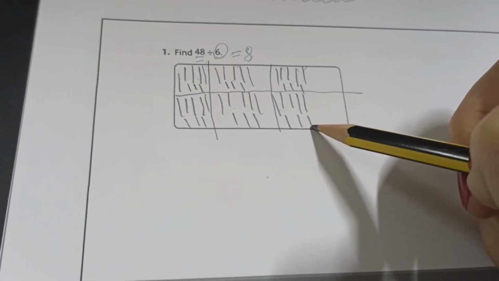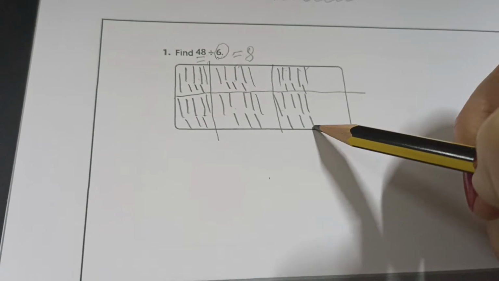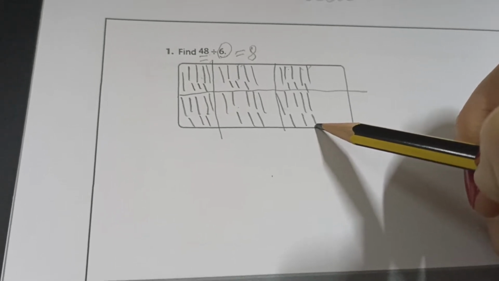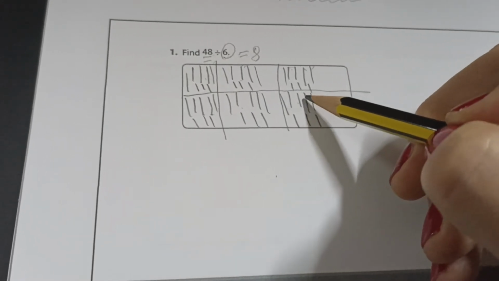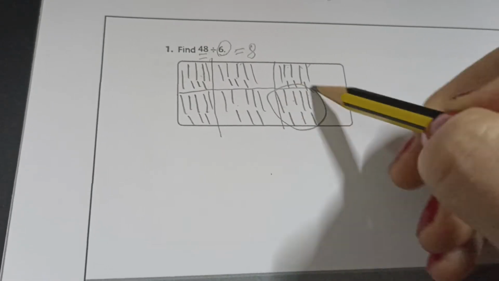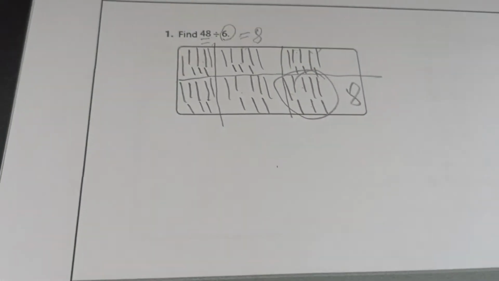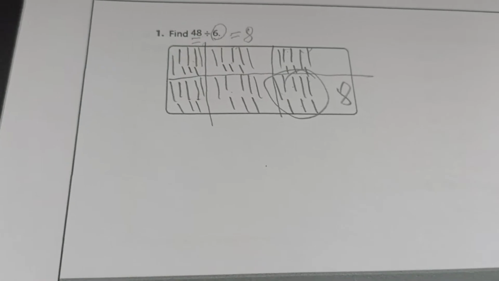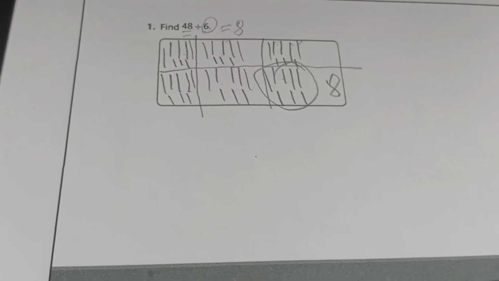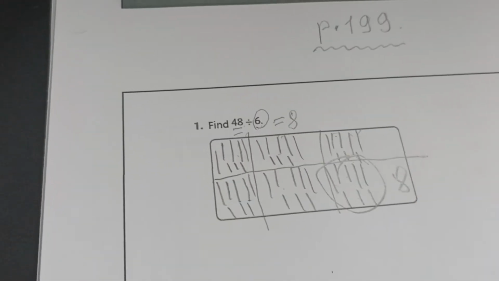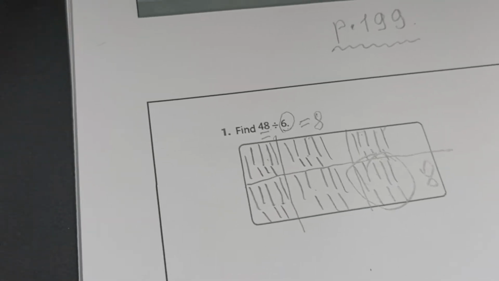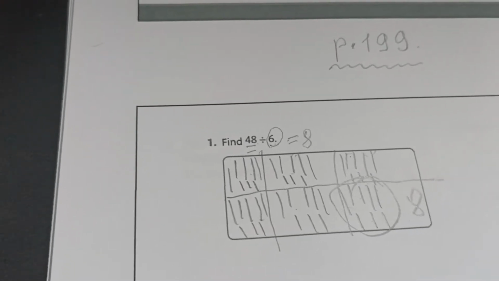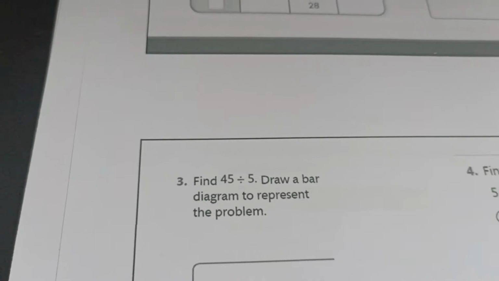So I am here. Now I just need to count how many lines in one box. 1, 2, 3, 4, 5, 6, 7, 8. So I have the same answer, 8. This way you use in case you don't have a multiplication table or don't remember it. This is a very nice way to my mind. Okay. Let's go to number 2.